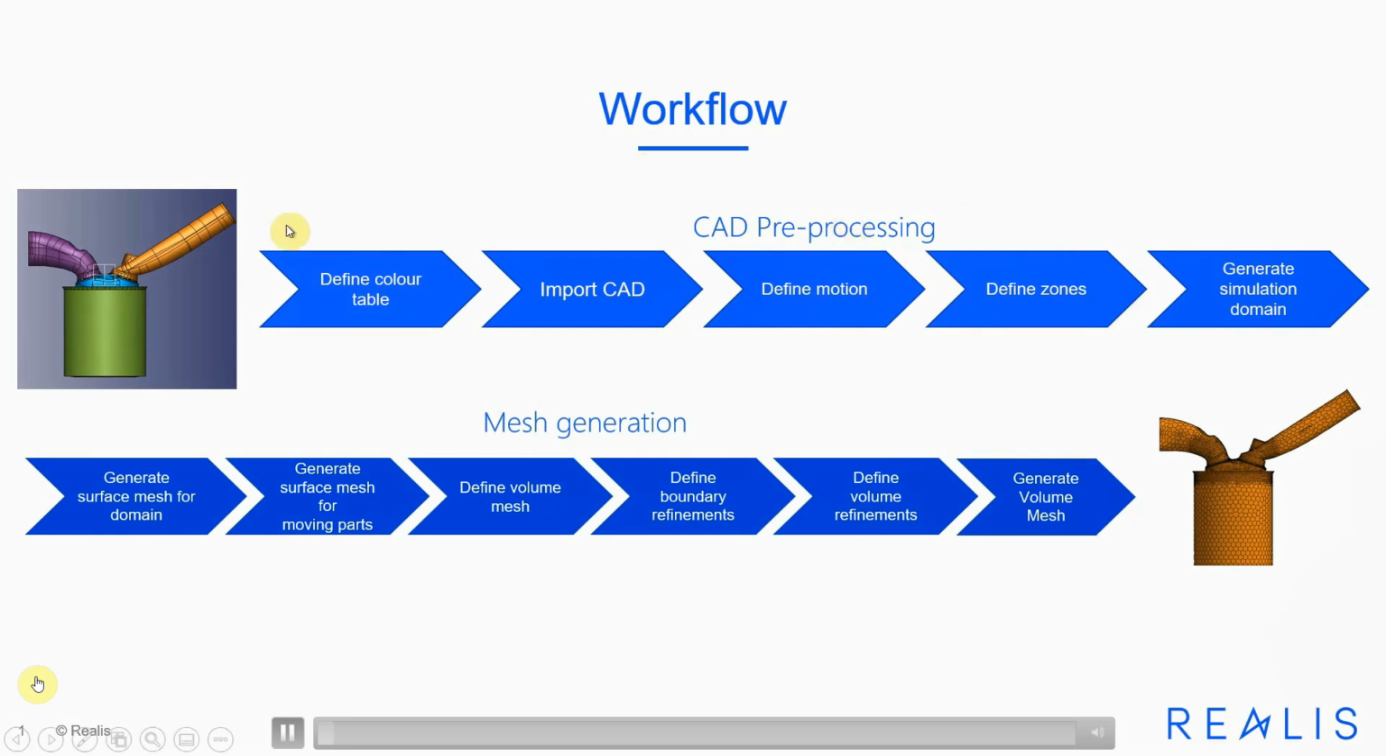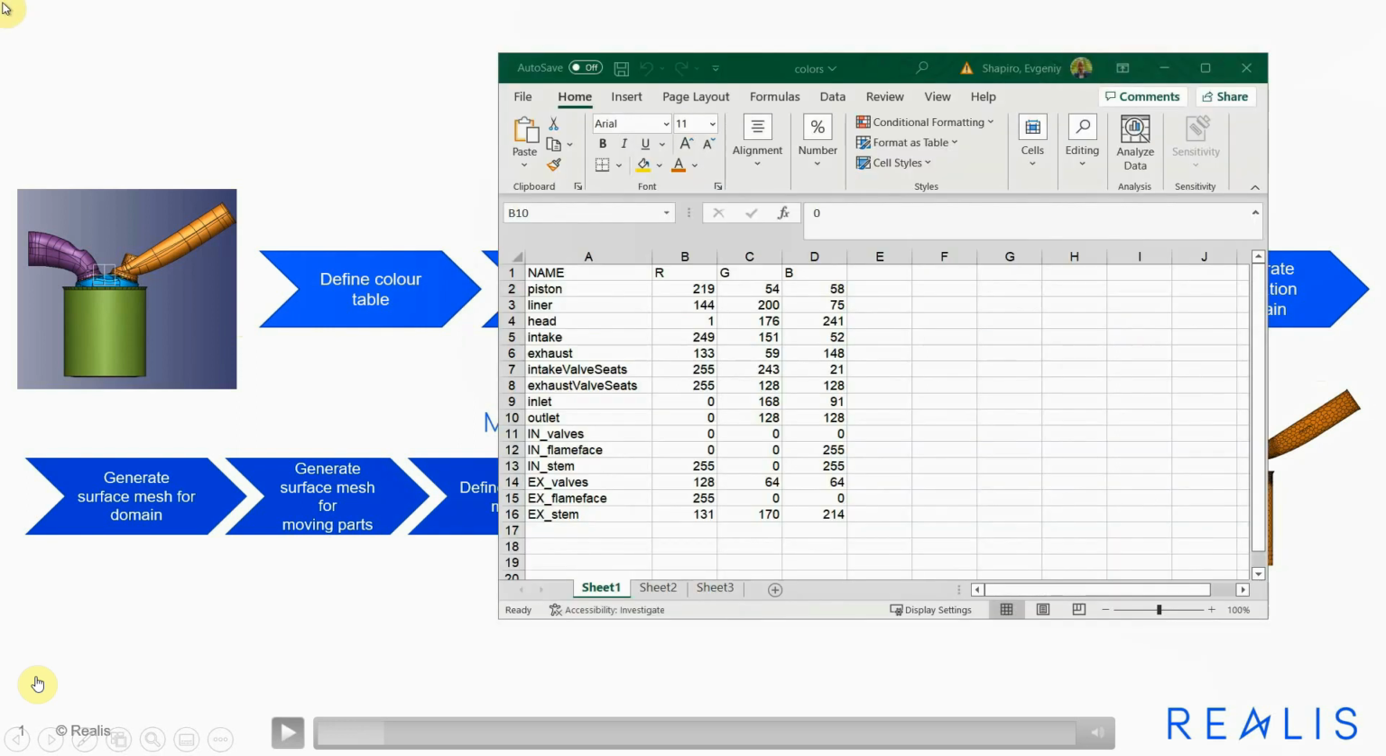The full mesh preparation workflow starts with defining the color table for mapping CAD colors to boundaries. Then we proceed with the import of the CAD, the motion definition, the zone definition, and the generation of the simulation domain. We then move on to the generation of the surface mesh for the domain and the moving parts, and then the definition of the volume mesh. Finally, we can define boundary and volume refinement before the generation of the volume mesh.